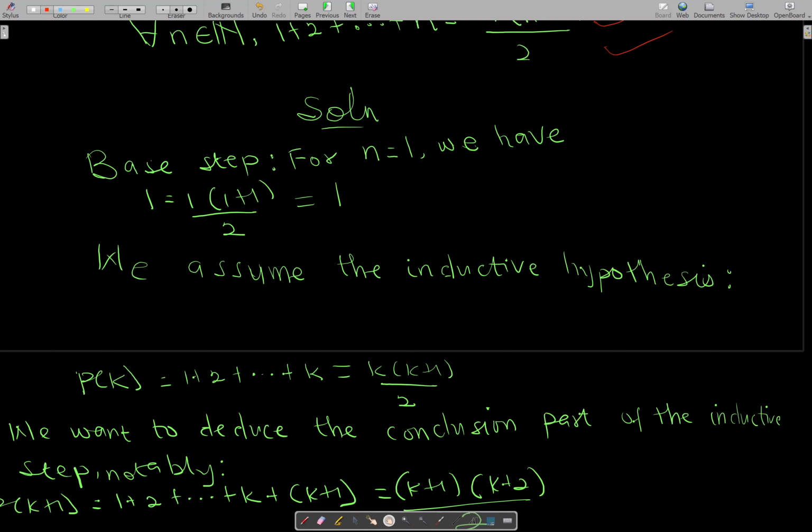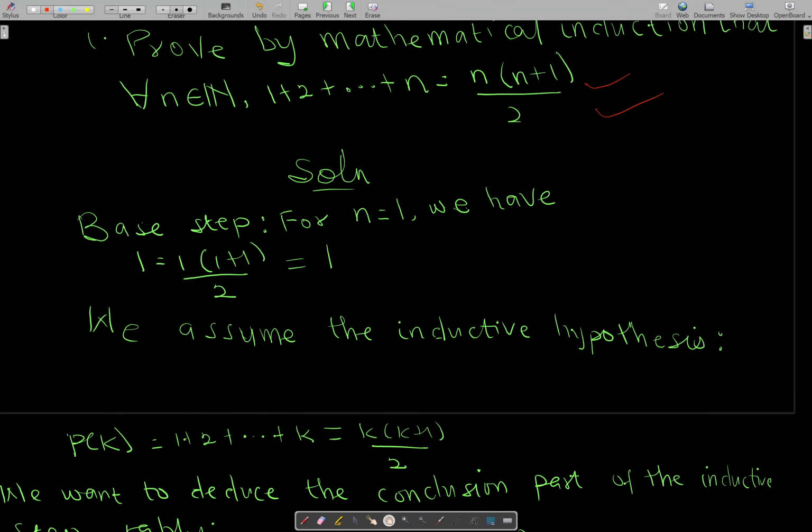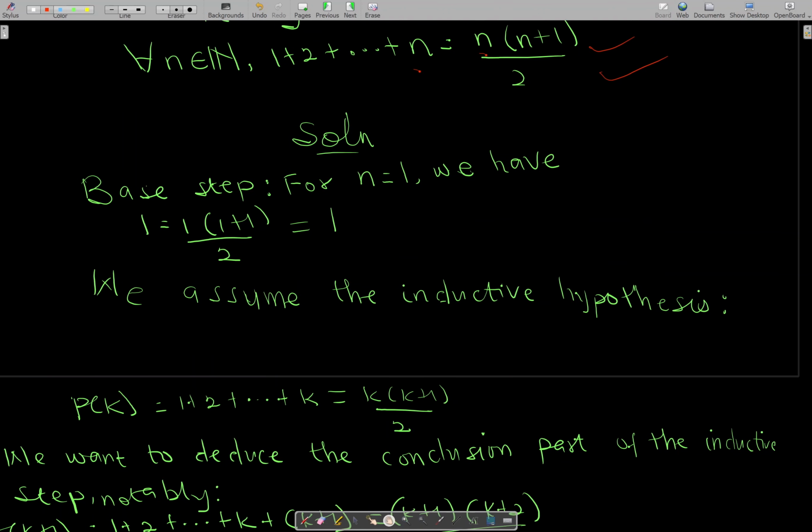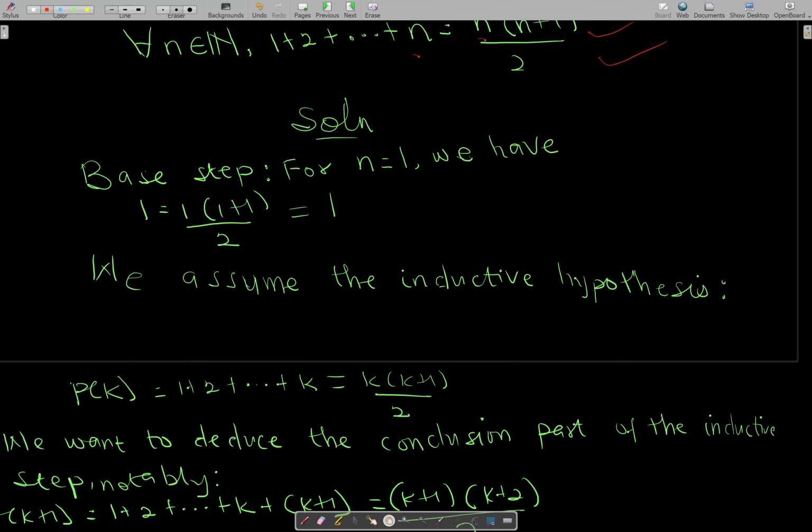Then we assume the inductive hypothesis. We assume k greater than or equal to 1, such that P of k is the sum. Here we just replace the n by k. That's what we mean. So our P of k becomes 1 plus 2 up to k equal to what we have on the right hand side of the equal sign.